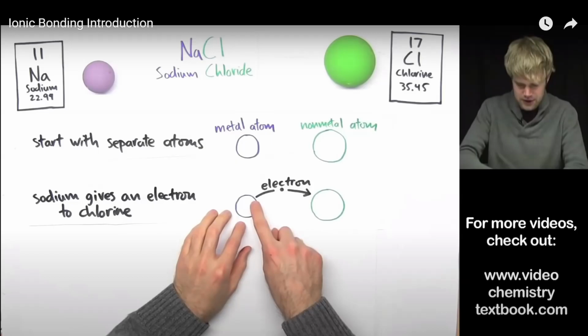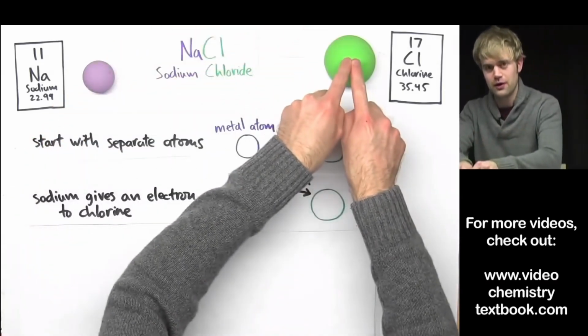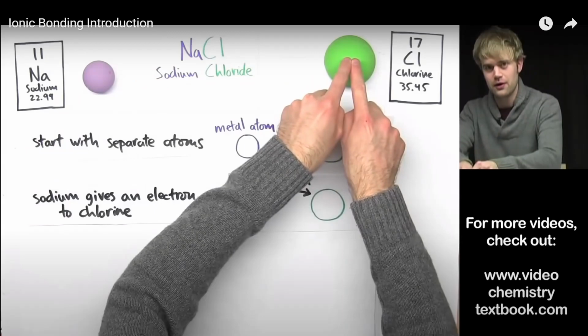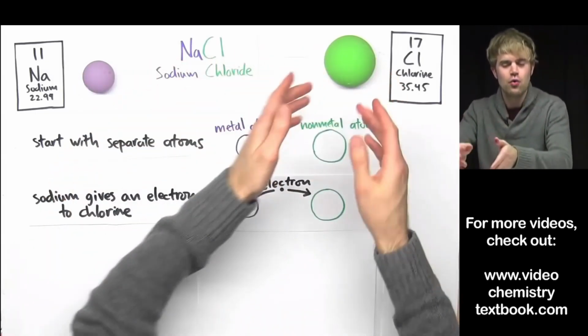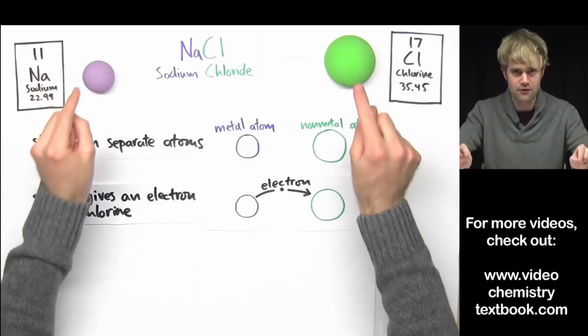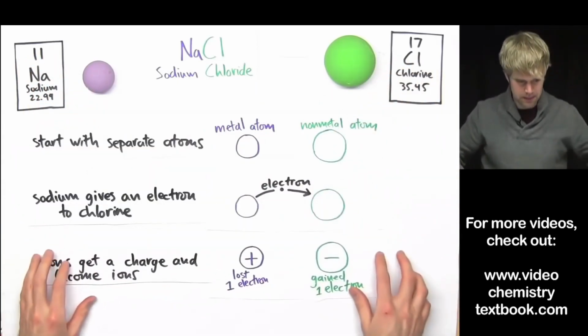Sodium gives away the electron. Who takes it? Chlorine. The electron moves between the two of them, from the sodium to the chlorine. And what charge are electrons? They are negative. So we're taking negative away from the sodium and putting it onto the chlorine. Now this electron moving will change the charges of these two atoms. That's what happens in the next step.